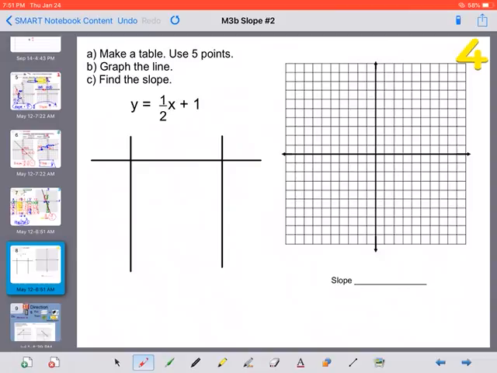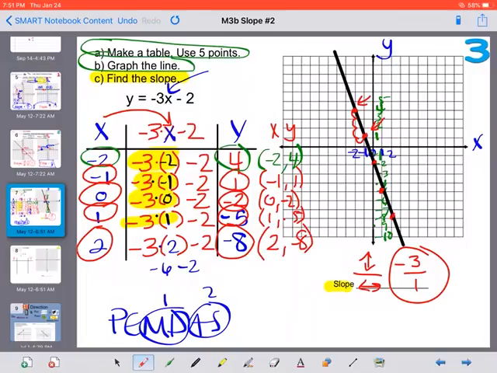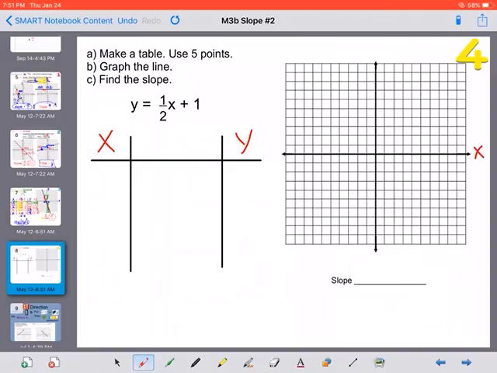It says make a table, use 5 points. So for our x's, we get to pick 5 points. The only reason I'm not going to pick the same numbers we picked last time, negative 2, negative 1, 0, 1, and 2, is because our slope, or the number that we're multiplying x by, is 1/2. So I'm going to pick multiples of 2, so we end up getting whole numbers.